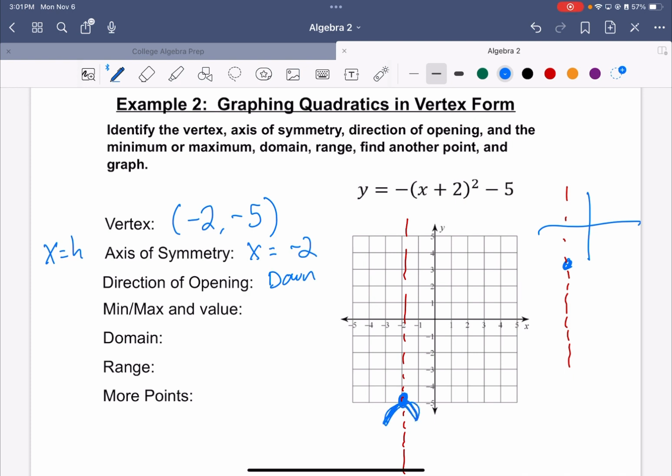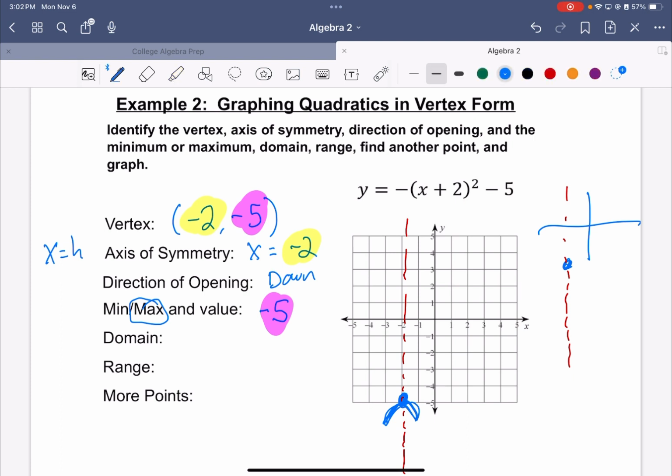So is that a maximum or minimum? It's a maximum. It reaches a maximum height. It's the y value. So our y is -5. And again, remember, these two things correlate.